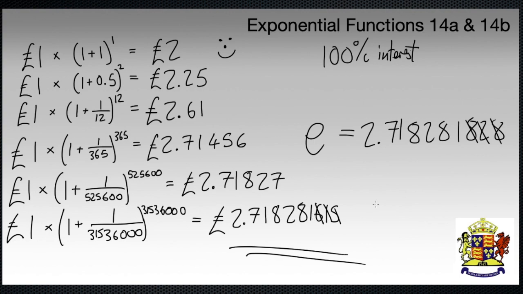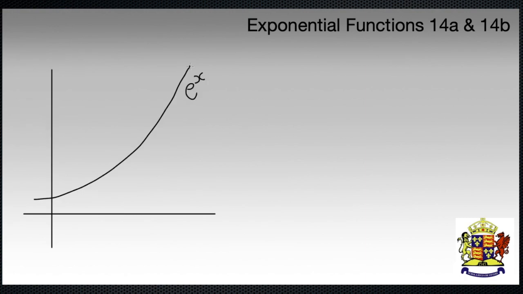So essentially e is a number which is the amount you can get to if you have instantaneous interest of 100%. That's one way of explaining e, and that's one place you can get it from. There's lots of other explanations, but that's the one that I quite like. So here's the graph of e to the x.